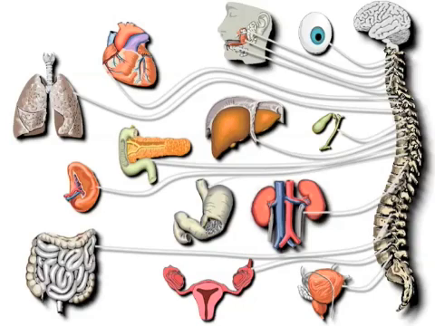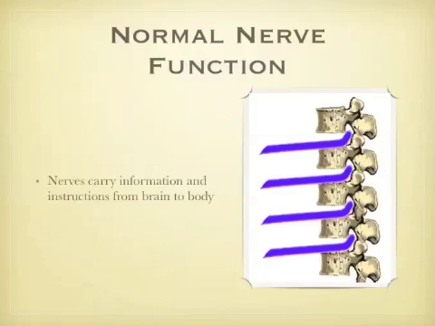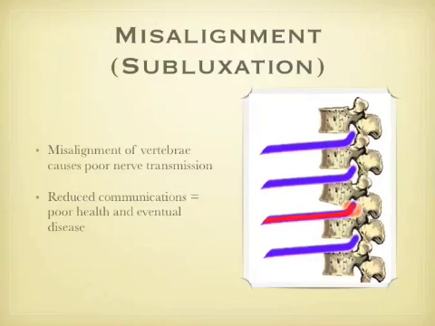The brain communicates with all the organs. The brain sends messages to the organs, the organs send messages back to the brain, and so you've got this two-way communication going on. Those nerves carry information and instructions from the brain to the body and back again. But sometimes misalignments can occur. When you have a vertebra that becomes misaligned, you'll get irritation in the nerve, and so you get reduced communication between the brain and the organ at the end of the line.